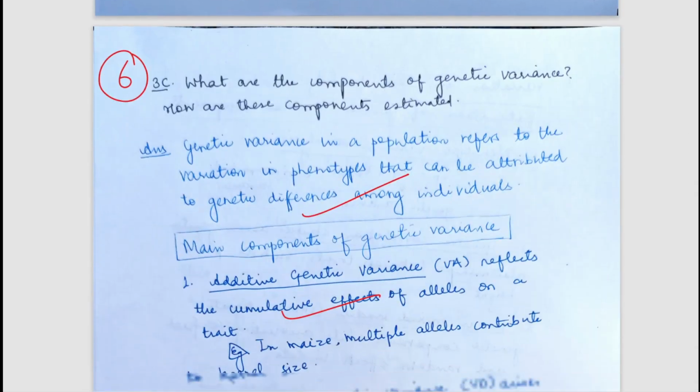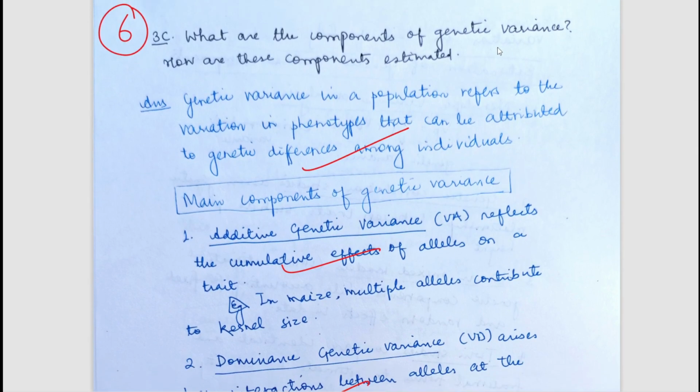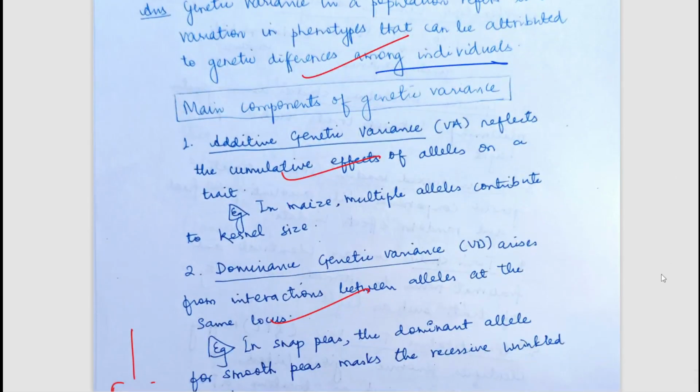Let's move to the next question. The next question is: what are the components of genetic variance and how are these components estimated? Genetic variance in a population refers to the variation in phenotypes that can be attributed to genetic differences among individuals. Now, what are the main components of genetic variance?